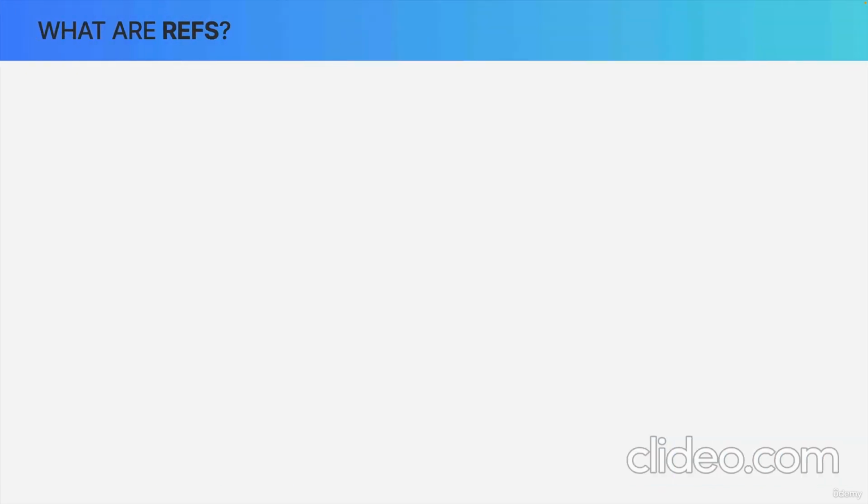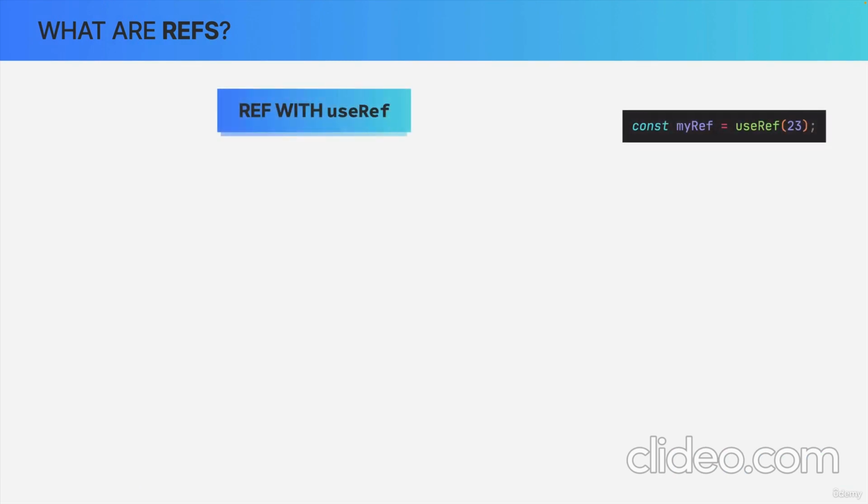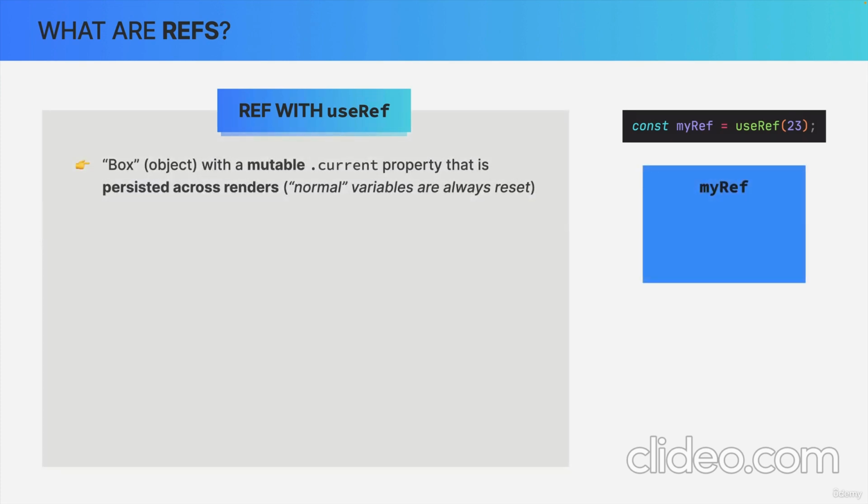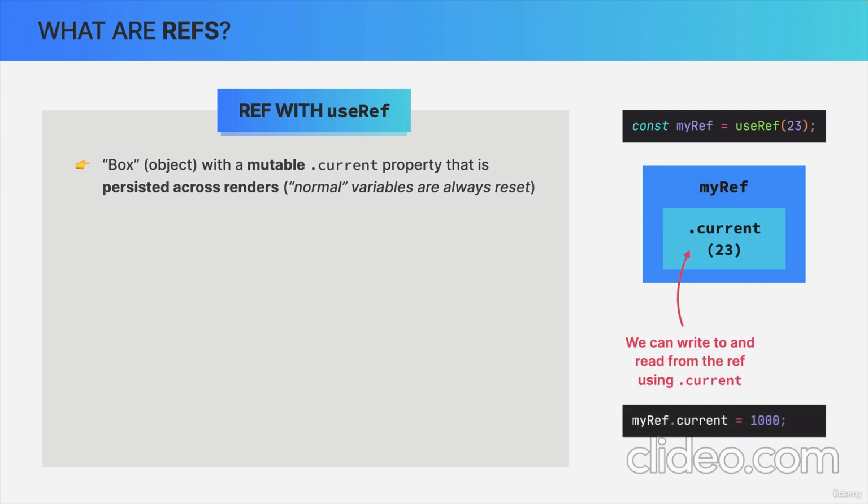So we use the useRef hook to create something called a ref. But what actually is a ref? Well, ref stands for reference, and essentially it's like a box into which we can put any data that we want to be preserved between renders. Now, in technical terms, when we use ref, React will give us an object with a mutable current property. And we can then write any data into this current property and, of course, also read from it.